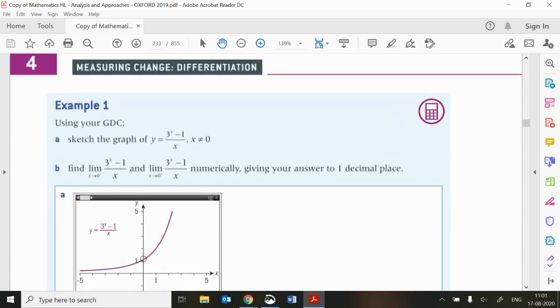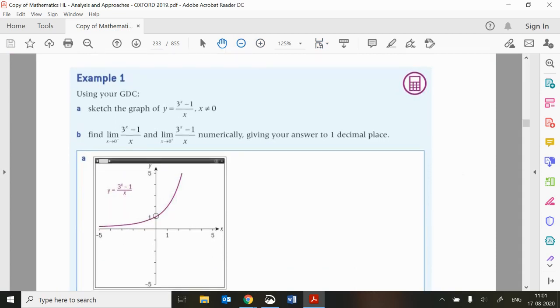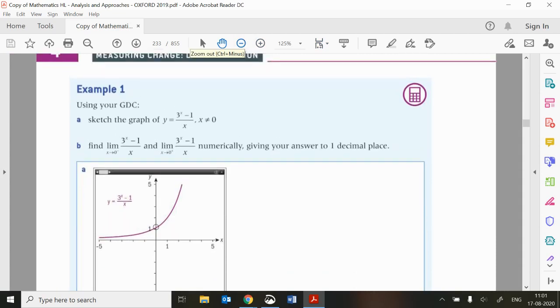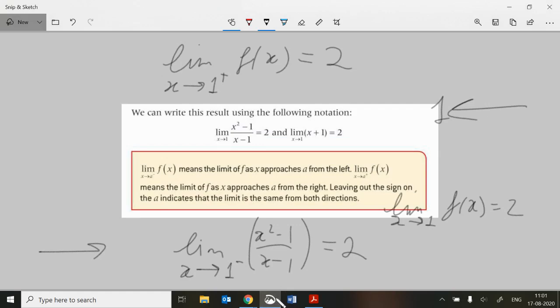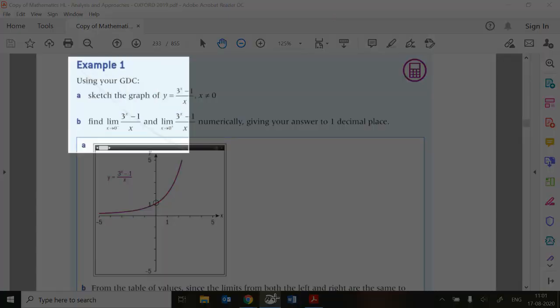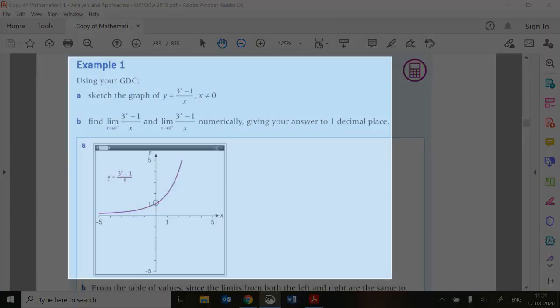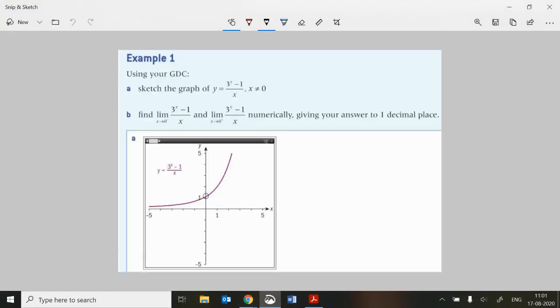Okay, so example number 1. Example number 1 says, using your GDC, sketch the graph of y is equal to (3^x minus 1) over x. Okay, so again, let's take this one here, and let's take the function which has been plotted on the GDC as well. Okay, so let's take part A.